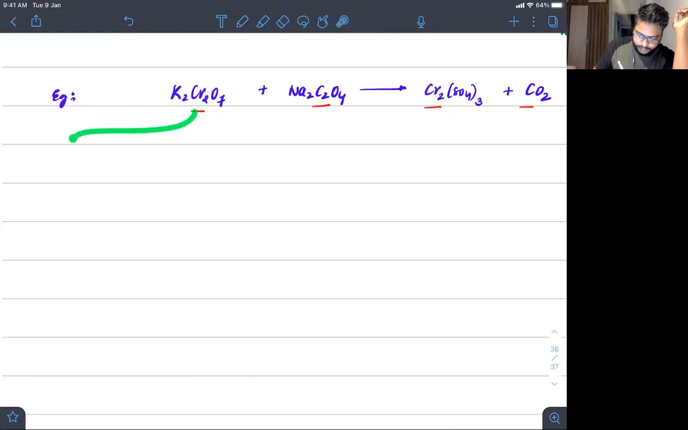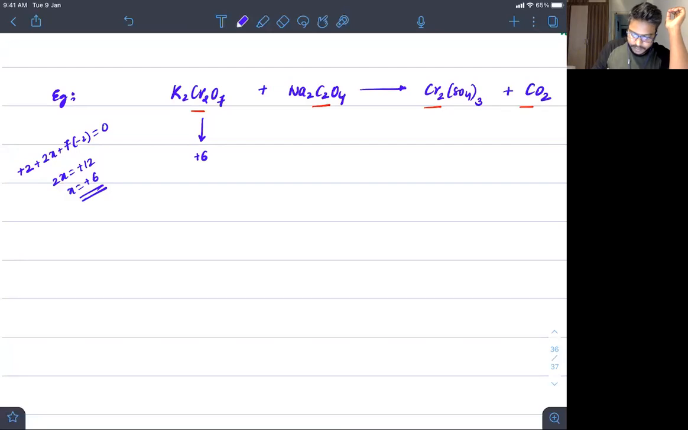See, I'm first drawing for chromium here. For chromium, we can see it is +2 from potassium, plus 2x plus 7 times of -2 equal to 0. So 2x is equal to +12. So x is equal to +6. So this is the oxidation state on one chromium. Next, we'll do it for carbon now. For carbon, you can see it is +2 plus 2x plus 4 times of -2 equal to 0. So 2x is equal to 6. So x is equal to 3. So on one carbon, it is +3.